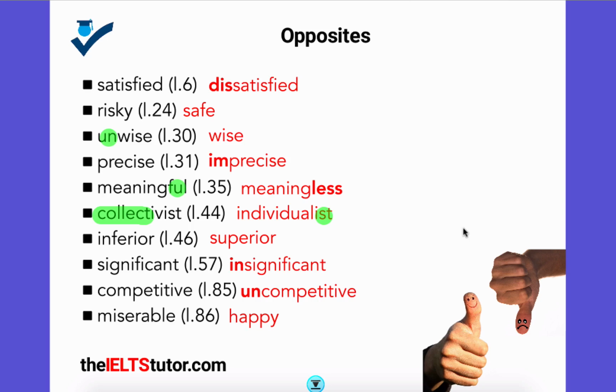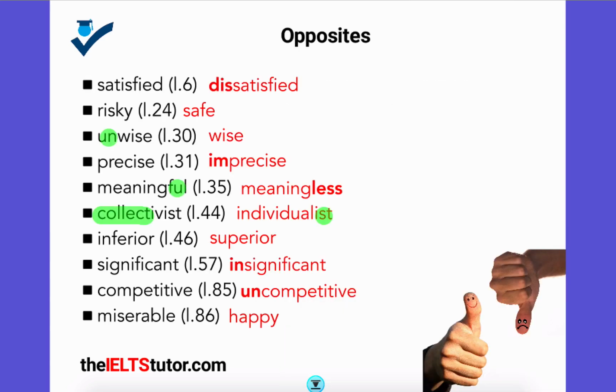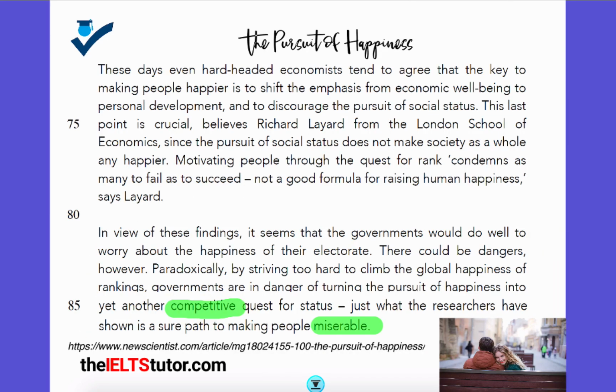Lovely. Okay, so we're going to still look at the same passage, but this time we're going to explore it a little bit further. We're going to look at the verbs over-report and under-report. What do you understand by the verbs over-report and under-report? This is trying to deal with unfamiliar vocabulary in context. So let's look for the word over-report first and under-report. How is that used in line 48?